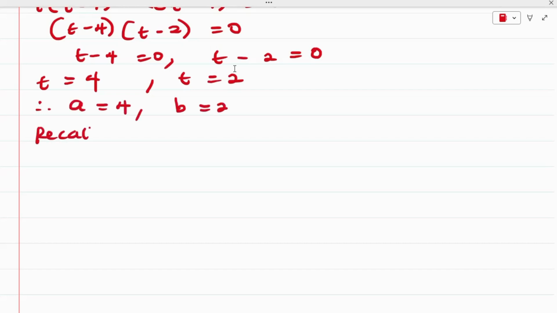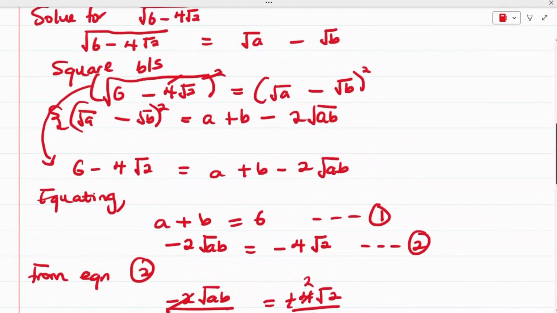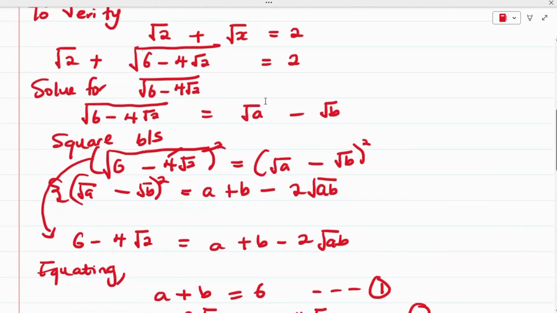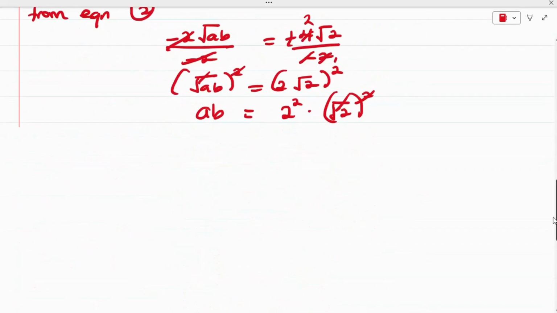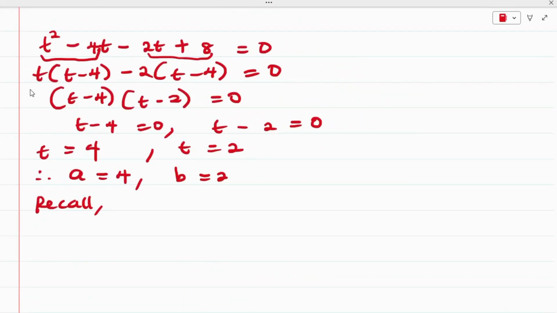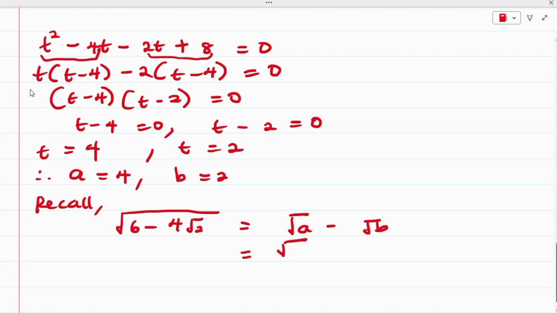But we want to simply recall, when solving for the root of 6 minus 4 root 2, we said let's assume that the root of 6 minus 4 root 2 is equal to the root of a minus the root of b. So this is equal to the root of a, which is 4, minus the root of b, where b is 2. So this is equal to the root of 4, which is 2, minus the root of 2. So we have been able to find the square root of 6 minus 4 root 2.